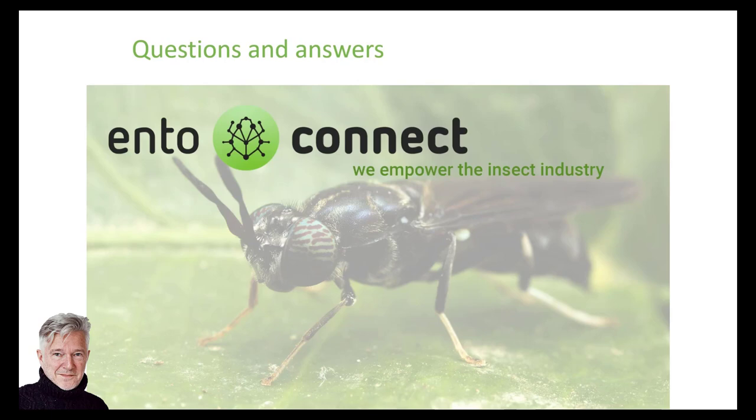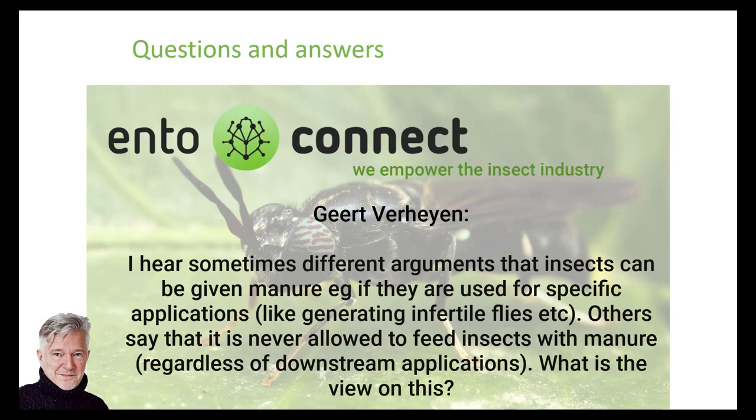I will start off with the first question from Geert, I hope I pronounce your name right, Verheyen. He says, I hear different arguments: that insects can be given manure, e.g. if they are used for specific applications like generating infertile flies. Others say that it is never allowed to feed insects with manure, regardless of downstream application. What is the view on this? I think that would be a question for Heinrich. I think you are closest to legislation, at least for Europe.